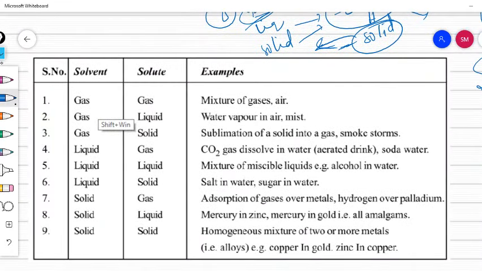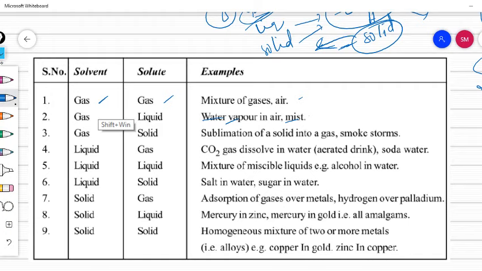If you can see, gas solvent and gas solute, where gas is dissolved in gas, it is air. Where liquid is dissolved in gas, it is water vapor, where the vapor is in lower amount and air is the higher amount, which acts as the solvent. So water vapor, mist or fog is the best example for liquid in gas.